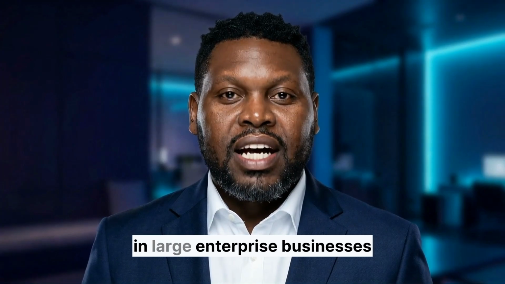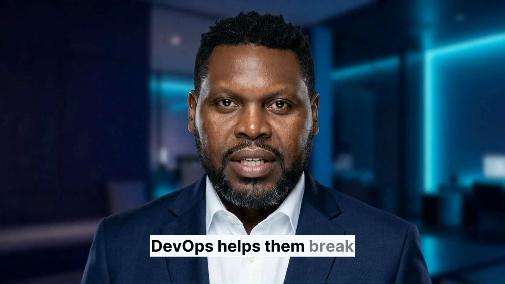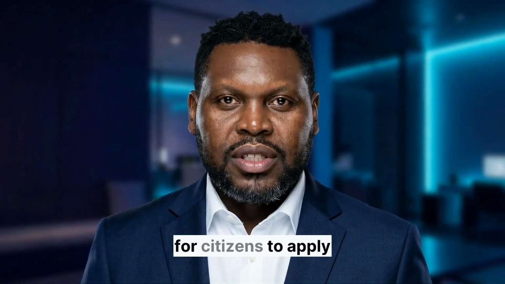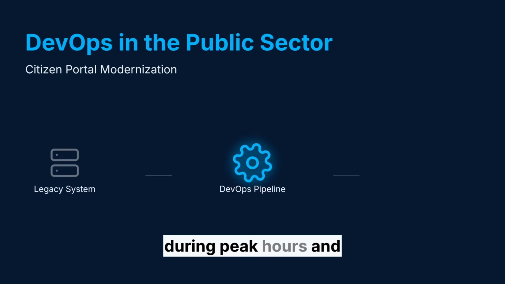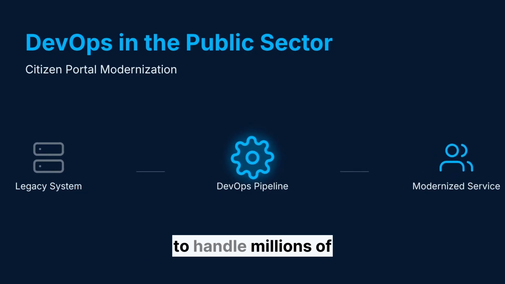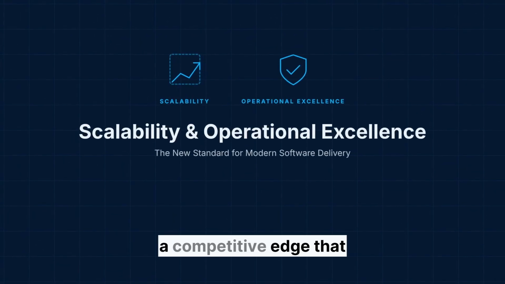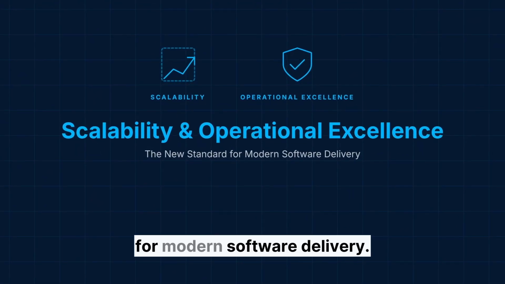We see similar success in large enterprise businesses and government agencies. These are often massive organizations with legacy systems that move slowly. DevOps helps them break down red tape and modernize their services. For a government agency, this might mean a faster, more reliable way for citizens to apply for benefits online. For a global enterprise, it could be the difference between a mobile banking app that crashes during peak hours and one that scales effortlessly to handle millions of users. In both cases, DevOps provides operational excellence and a competitive edge that simply wasn't possible with traditional IT methods. It's the new standard for modern software delivery.